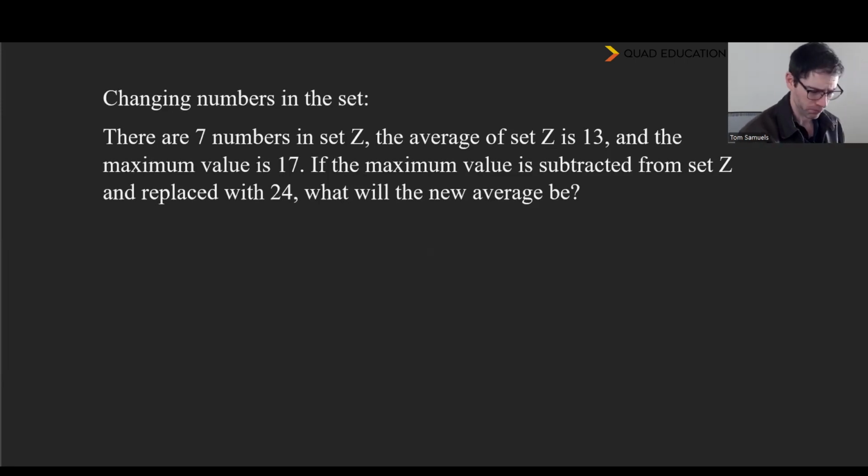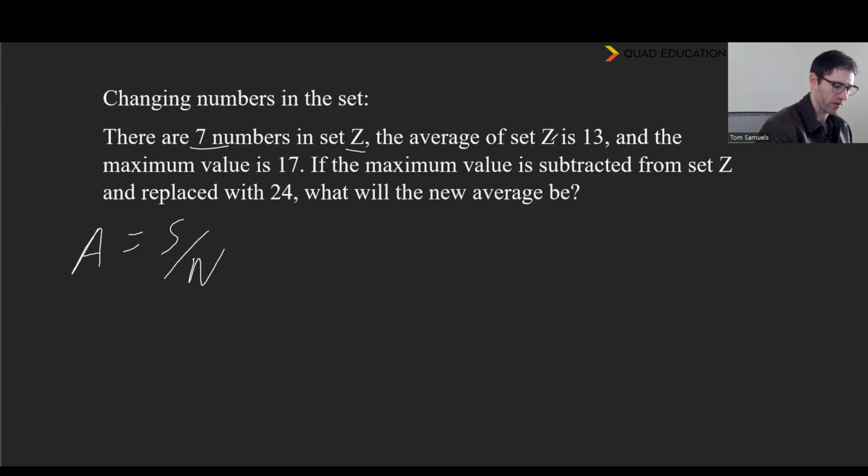Okay, let's take a look, and hopefully my handwriting will be legible in this case. There are 7 numbers in set Z, so we're going to write A equals S over N. The average of set Z is 13, and the maximum value is 17.